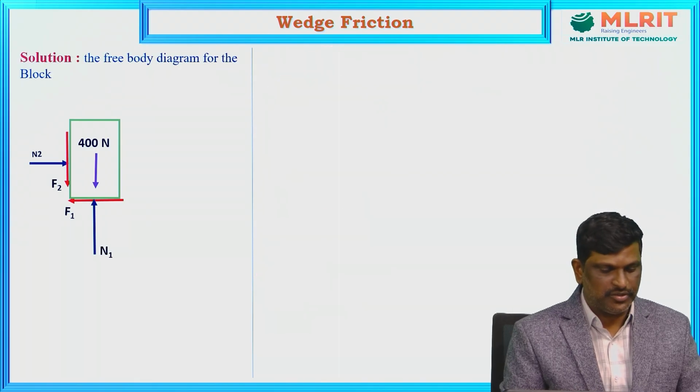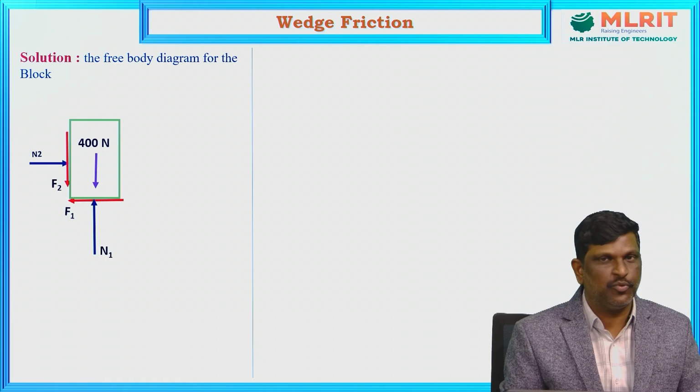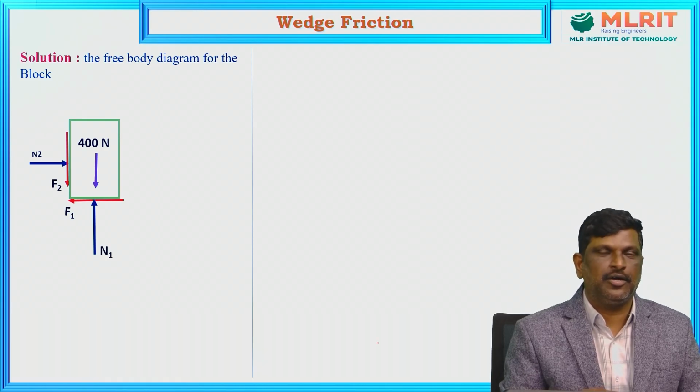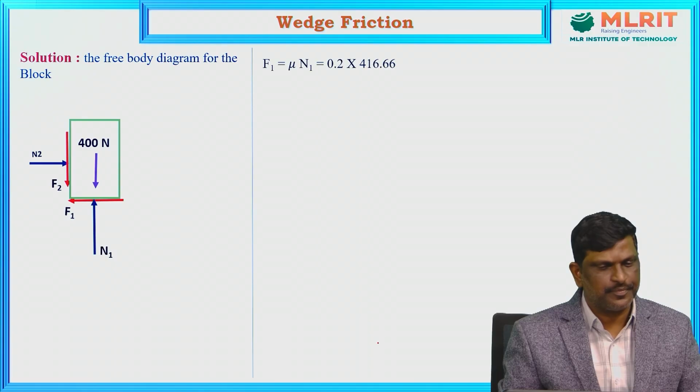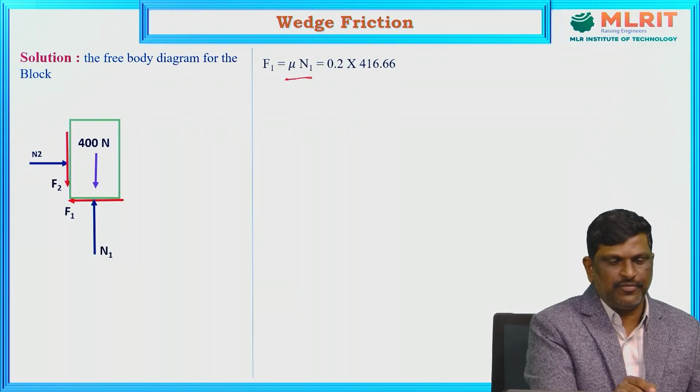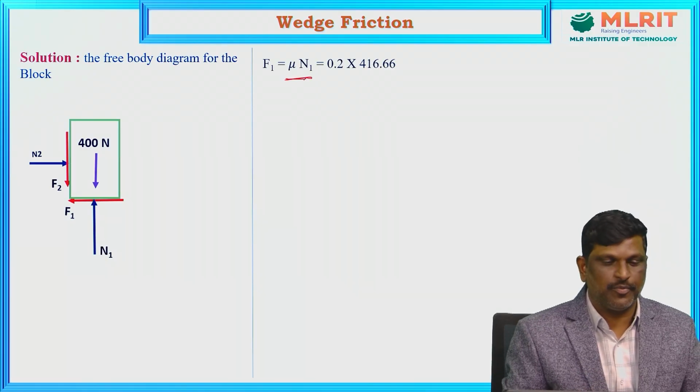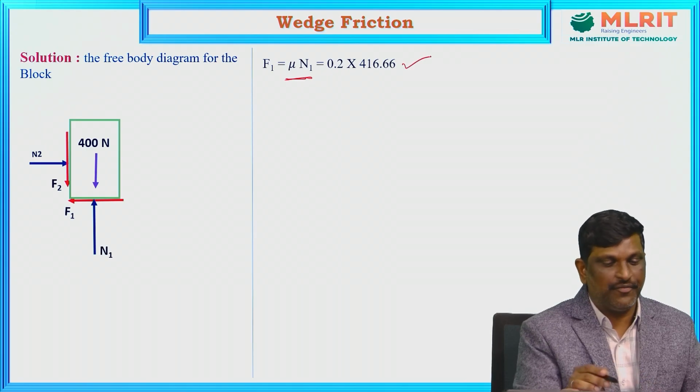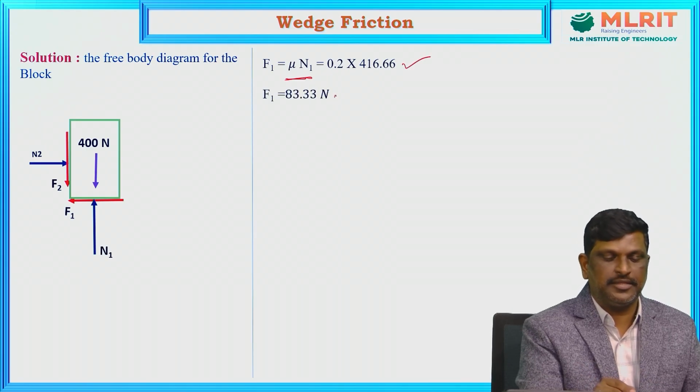Knowing the values of normal reaction, now let us move forward to calculate the unknown values of friction at contact surfaces. F1 is equal to mu N1. We know the relation between normal reaction and friction. F1 is equal to mu N1. So the value of friction is 83.33.